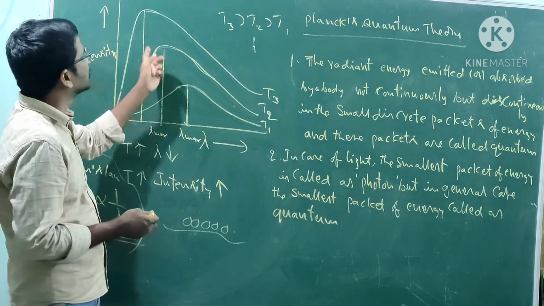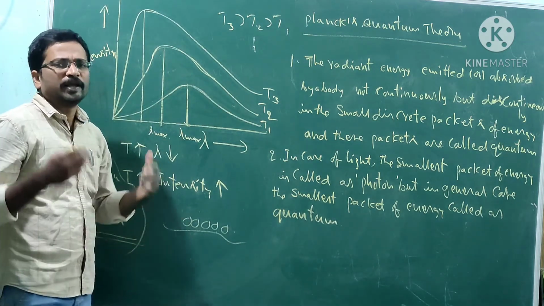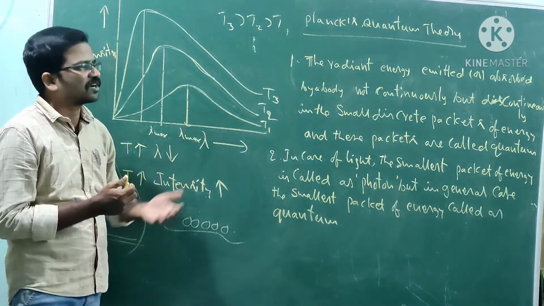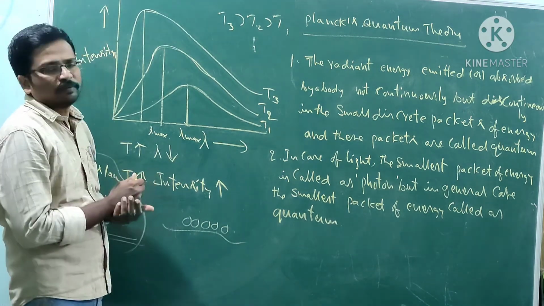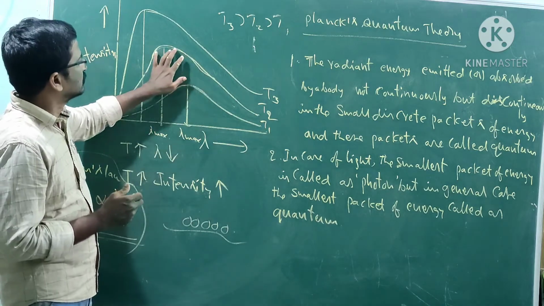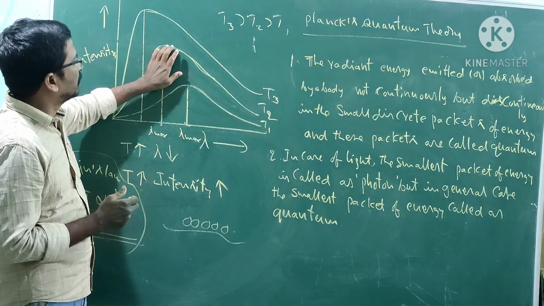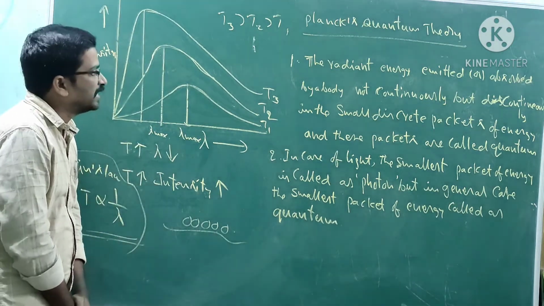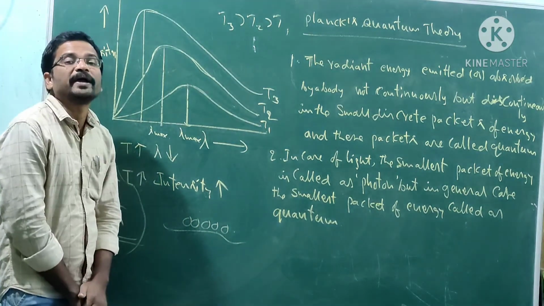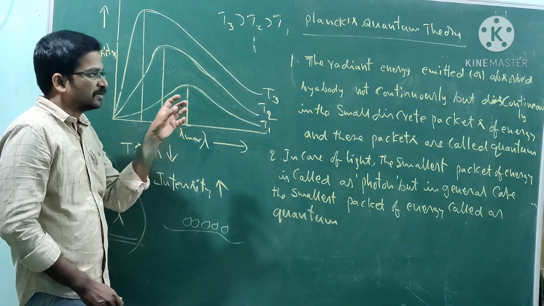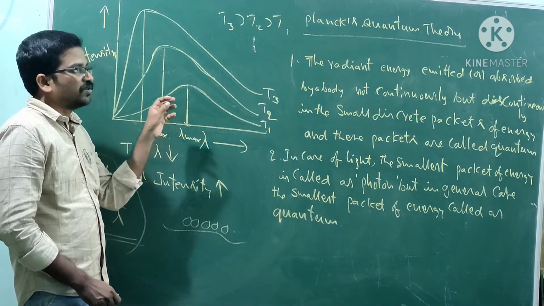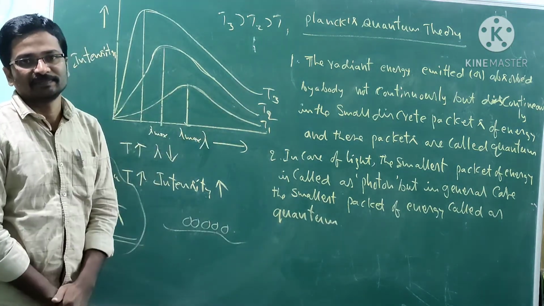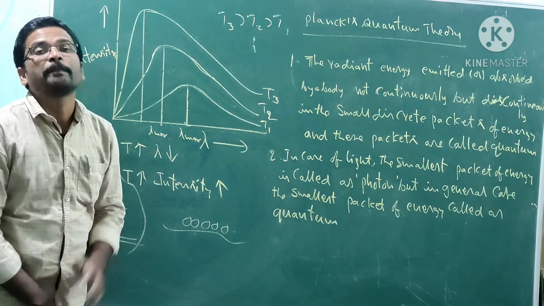Intensity also increases when increasing the temperature, because the number of packets, called quanta, increases. That is the reason why intensity increases. This is the way he explained the particle nature of electromagnetic radiation. Here the emitted radiation is not a continuous wave, it has packets of energy. The wave contains packets of energy.